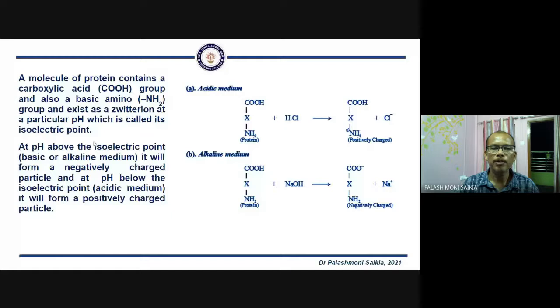So at a particular pH, they can exist as zwitterion, a neutral molecule, but if the pH is much lower or higher than that isoelectric point, they can exist as positive or negatively charged colloidal particles. Again, we have seen that this is due to the presence of the acidic and basic group in protein, so that they acquire the positive and negative charge.